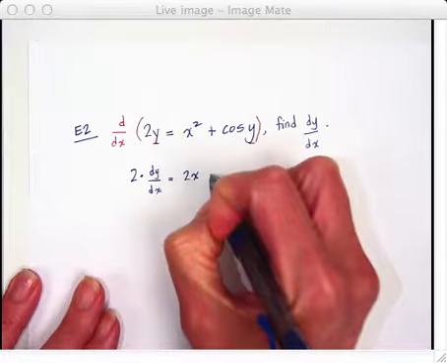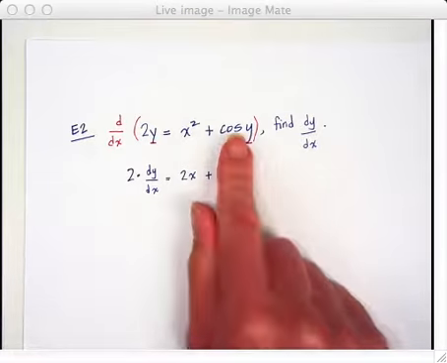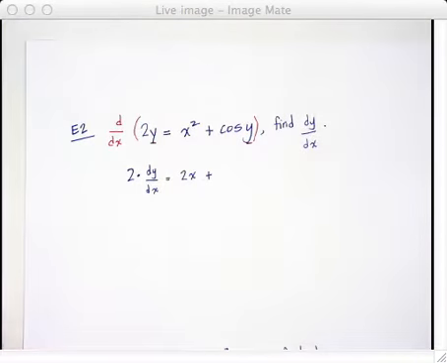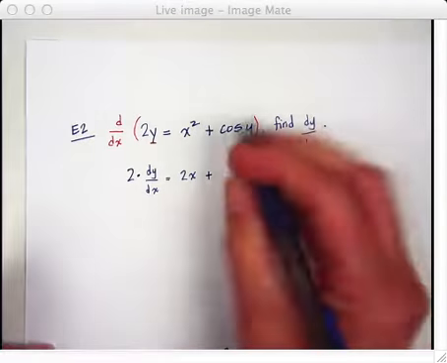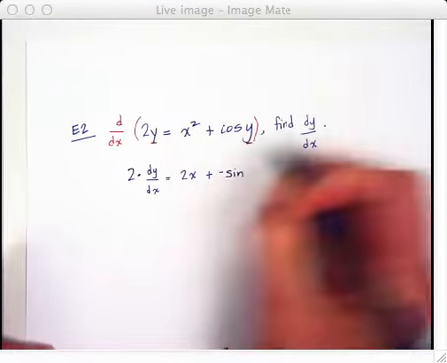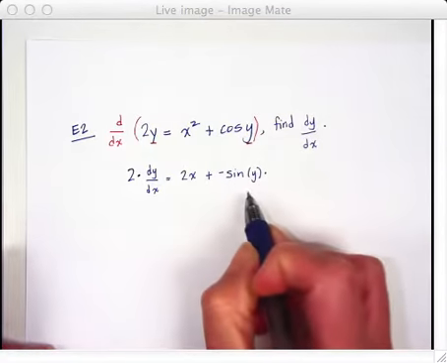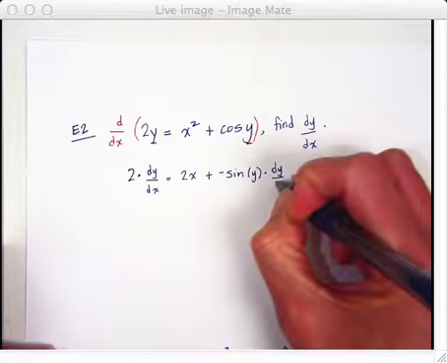All right, now here, I have to take the derivative of cosine, but I have an unknown function on the inside of y, so I have to treat it like chain rule. So the derivative of cosine is negative sine. I keep the y, but then I have to multiply times the derivative of y. That's applying the chain rule, which is dy dx.